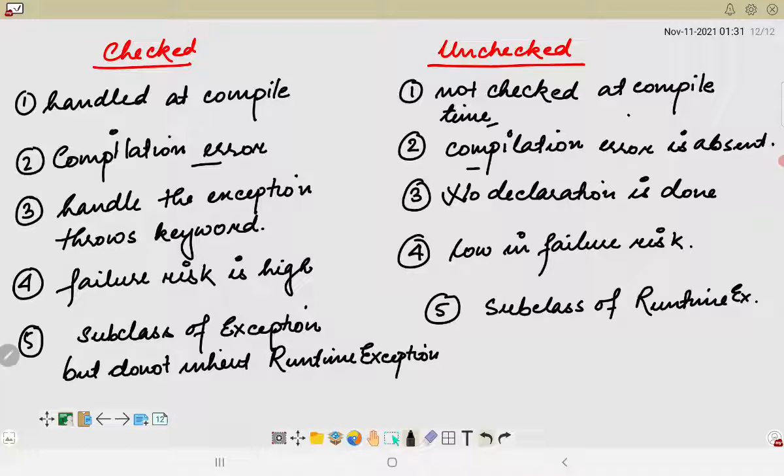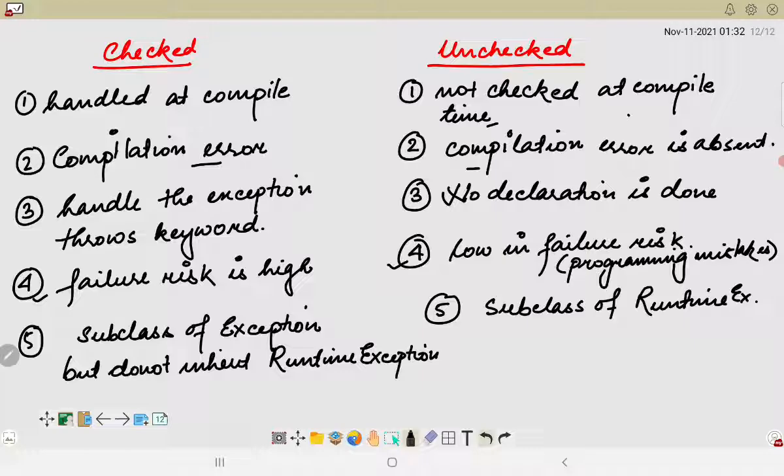The fourth important point that we have to remember is that the failure risk is high in checked exceptions, because generally this is not happening due to programming mistakes but due to some other mistakes which do not always pertain to the logical concept. In unchecked exception, the failure risk is low because it primarily occurs due to certain programming mistakes.